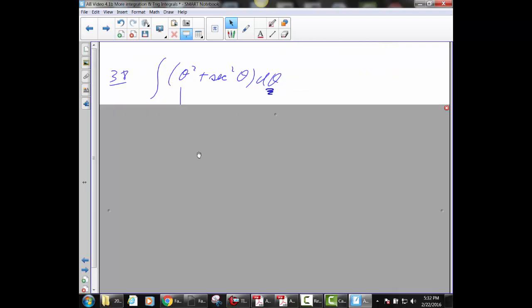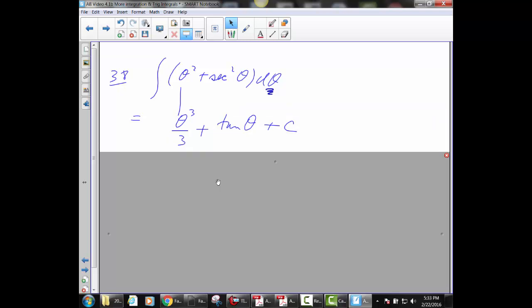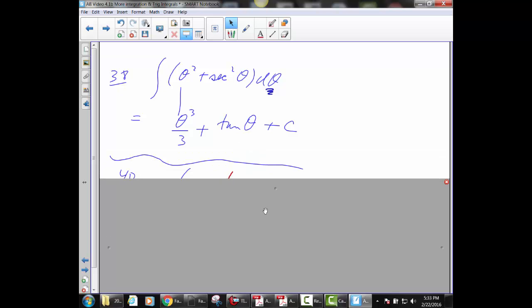Here's another trig integral, number 38, the integral of theta squared plus secant squared theta d theta. So remember, theta is an actual variable here. So when I integrate theta squared, I'm going to get theta cubed over 3. Remember, the derivative of tan was secant squared, so the antiderivative of secant squared is tan, and then you have your plus c. That's it.